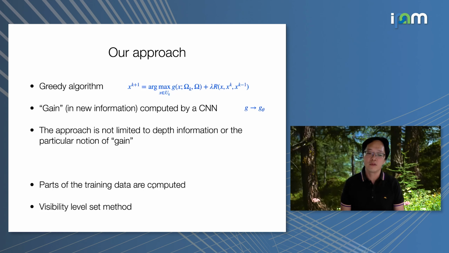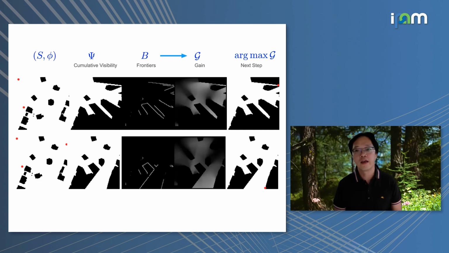This is an implicit representation of surfaces and also volumes enclosed by closed surfaces, which was invented jointly by Stanley Osher at UCLA. It has been widely used in many other scientific computing applications. So this is how we train the gain function G sub theta.